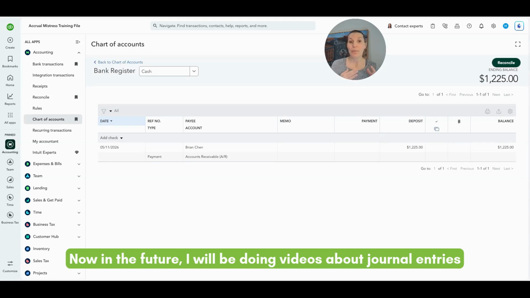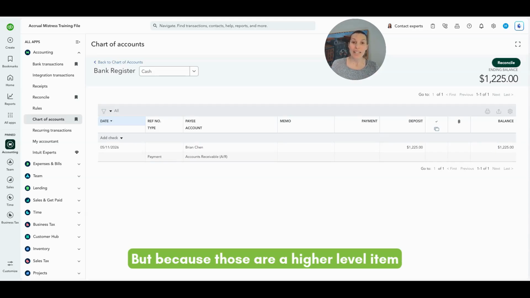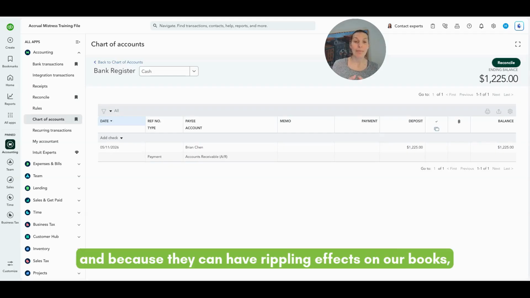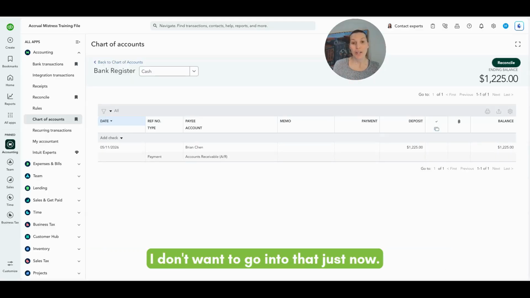Now, in the future, I will be doing videos about journal entries specifically and how we use those to fix things on our books. But because those are a higher level item and because they can have rippling effects on our books, I don't want to go into that just now.